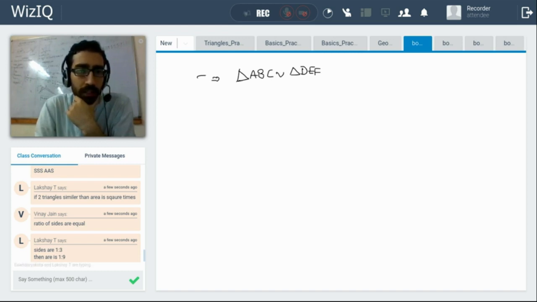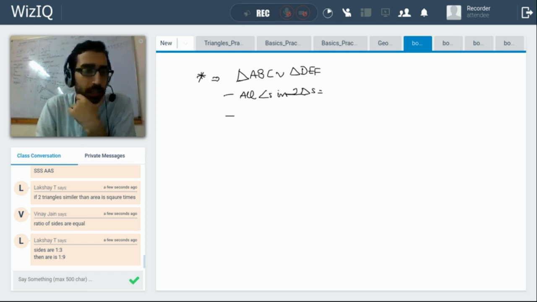Okay, let me summarize this. If triangle ABC is similar to triangle DEF, I'm not making any diagrams. We know, of course, all angles of these must be equal. All angles in the two triangles equal. We also know that these are proportional, which means that AB by DE is equal to AC by DF is equal to BC by EF. Sides proportional. We have seen this.